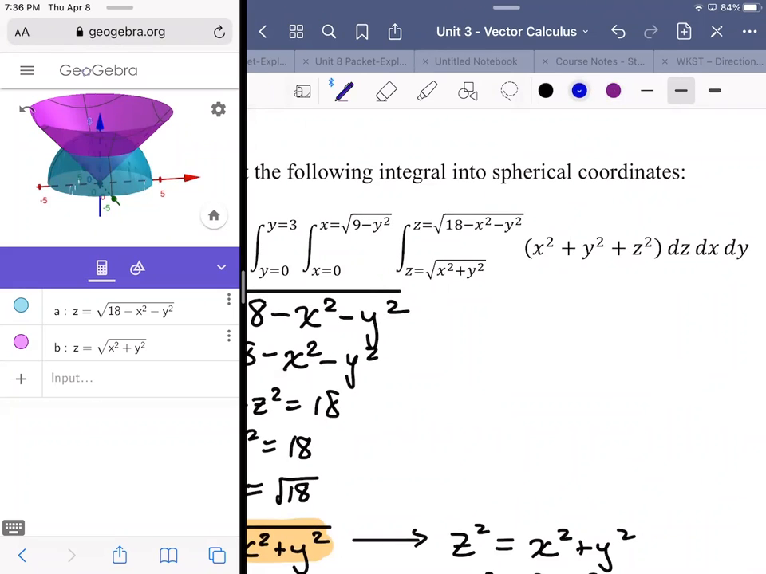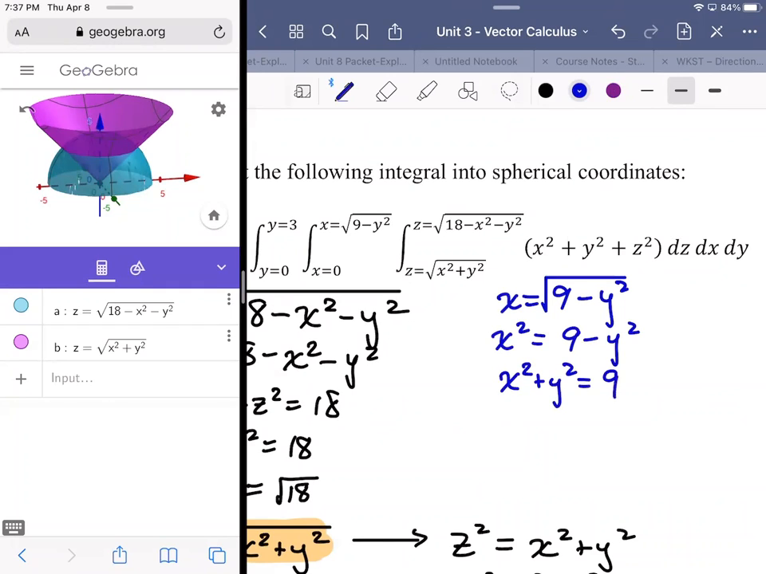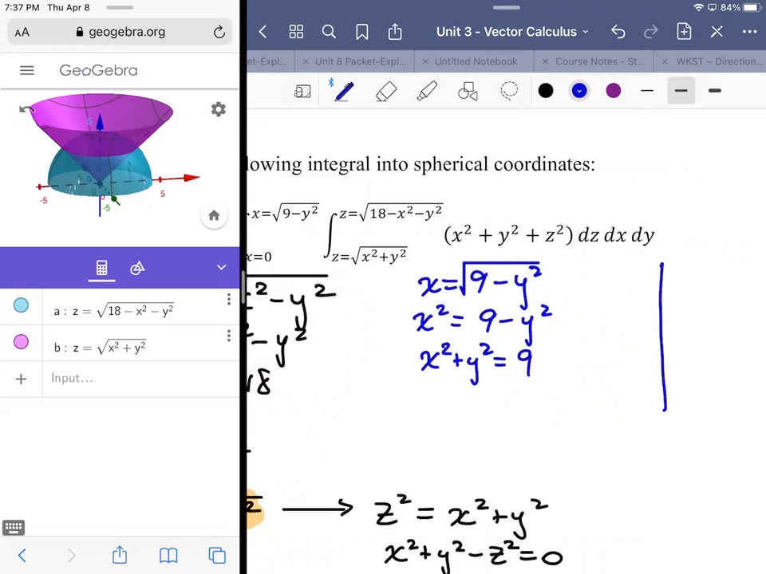So x equals the square root of 9 minus y squared is the same as saying x squared is equal to 9 minus y squared, or x squared plus y squared is equal to 9, which is a circle, right? So this is saying that my x values are going to go from the x value of 0 to the outer circumference of a circle, which would have a radius of 3. So I'm going to draw a radius of 3 circle.